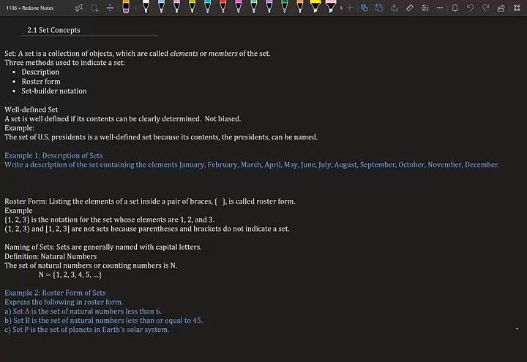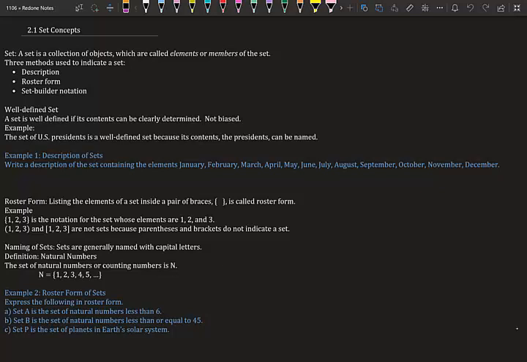A well-defined set is a set whose contents can be clearly determined, not biased. For example, the set of US presidents is a well-defined set because its contents, the presidents, can be named. We know all the presidents we've ever had since the beginning of this country. An example of a not well-defined set is the funniest person in your class. That's very subjective because what's funny to me might not be funny to you. So anything that's not biased or subjective is a well-defined set.